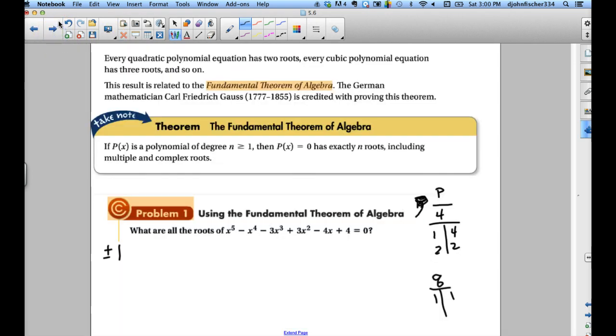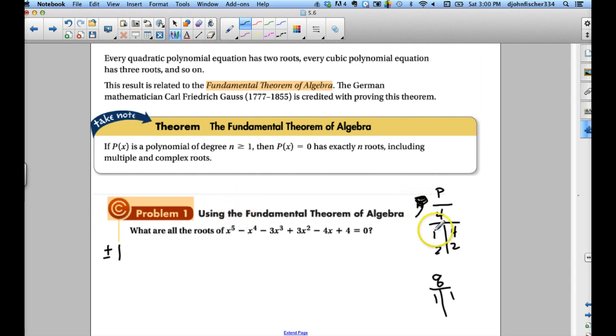Now what the fundamental theorem of algebra says is that if p of x is a polynomial of degree n greater than or equal to 1, then p of x equals 0 has exactly n roots, including multiple and complex roots. That means all the imaginary and all the real roots put together would equal the total of the highest exponent. So on this example, it says here it has a degree 5. That means there are 5 roots in this example.